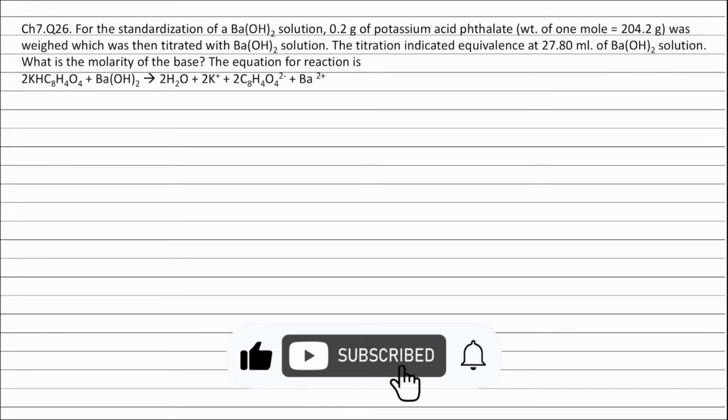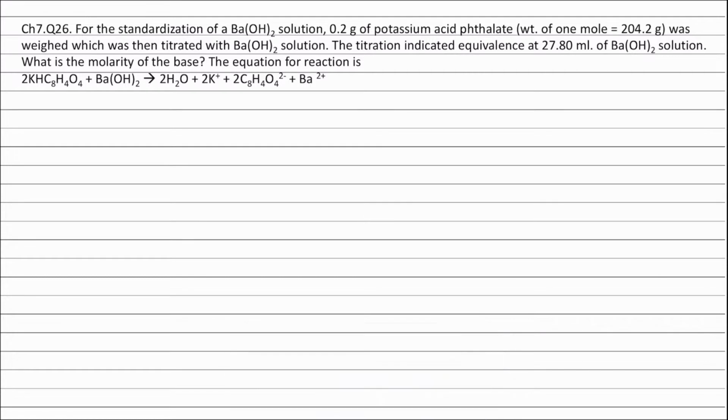Question 26. For the standardization of a barium hydroxide solution, 0.2 gram of potassium acid phthalate, where the weight of 1 mole is equal to 204.2 gram, was weighed, which was then titrated with barium hydroxide solution. The titration indicated equivalence at 27.80 milliliter of barium hydroxide solution. What is the molarity of the base?